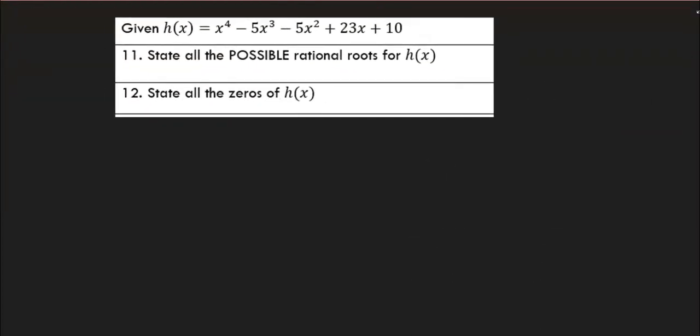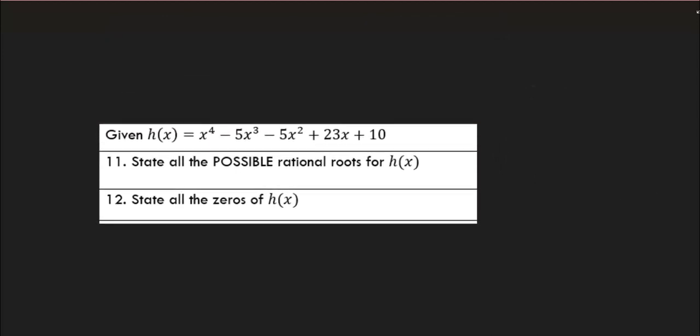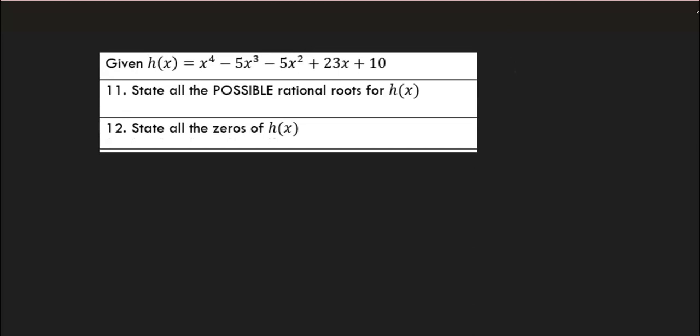Okay, next problem. Here's a polynomial. It says state all the possible roots. So we're going to do p over q again. This is p, that's q. Q is plus or minus 1, so we just have to worry about factors of p. So plus or minus 1, plus or minus 2, plus or minus 5, plus or minus 10.